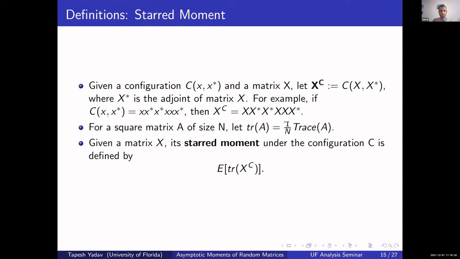And these are the objects which we want to study, and their limiting behaviors as the size of the matrix goes to infinity. Because these objects store, well, without an expectation here, if we just take the trace of X to the power C, these do store information about the spectrum of the matrix.